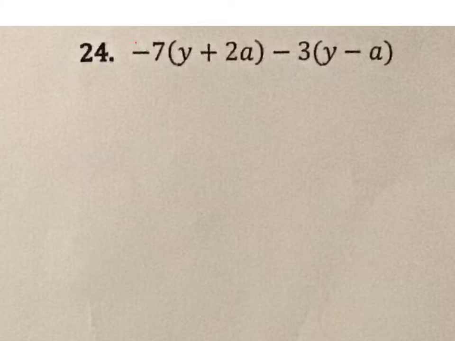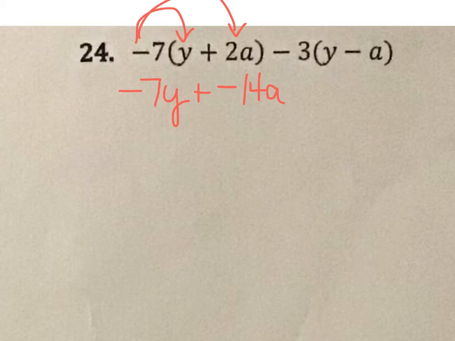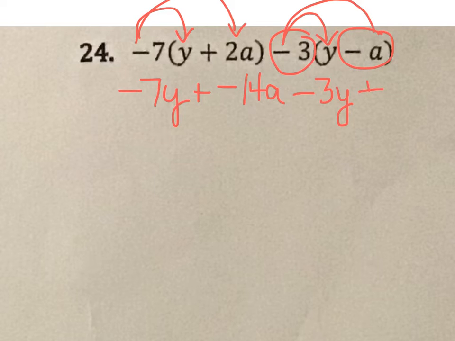All right. Negative 7 times y, negative 7y. Bring down the plus. Negative 7 times 2a is going to be a negative 14a. Okay. Negative 3 times y, negative 3y. Negative 3 times negative a is going to be a positive 3a, because a negative times a negative is a positive. I could bring down the y, but I don't like to bring it down when I have to multiply negatives. So I just think of this as a negative 3 and a negative a, which gives me a positive 3a.